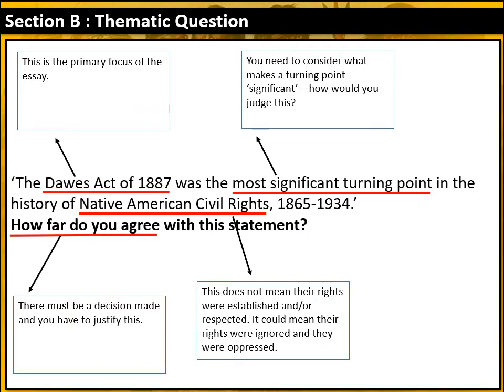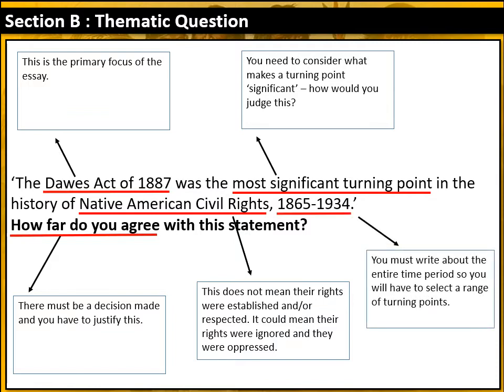We've already established that you have to talk about how far you agree with the statement. So there must be a decision and you have to justify this. And then lastly, it gives you a time period. Now, this is slightly shortened because you haven't finished the course yet. In your actual exam, it will go from 1865 to 1992, and you must write about the entire time period.